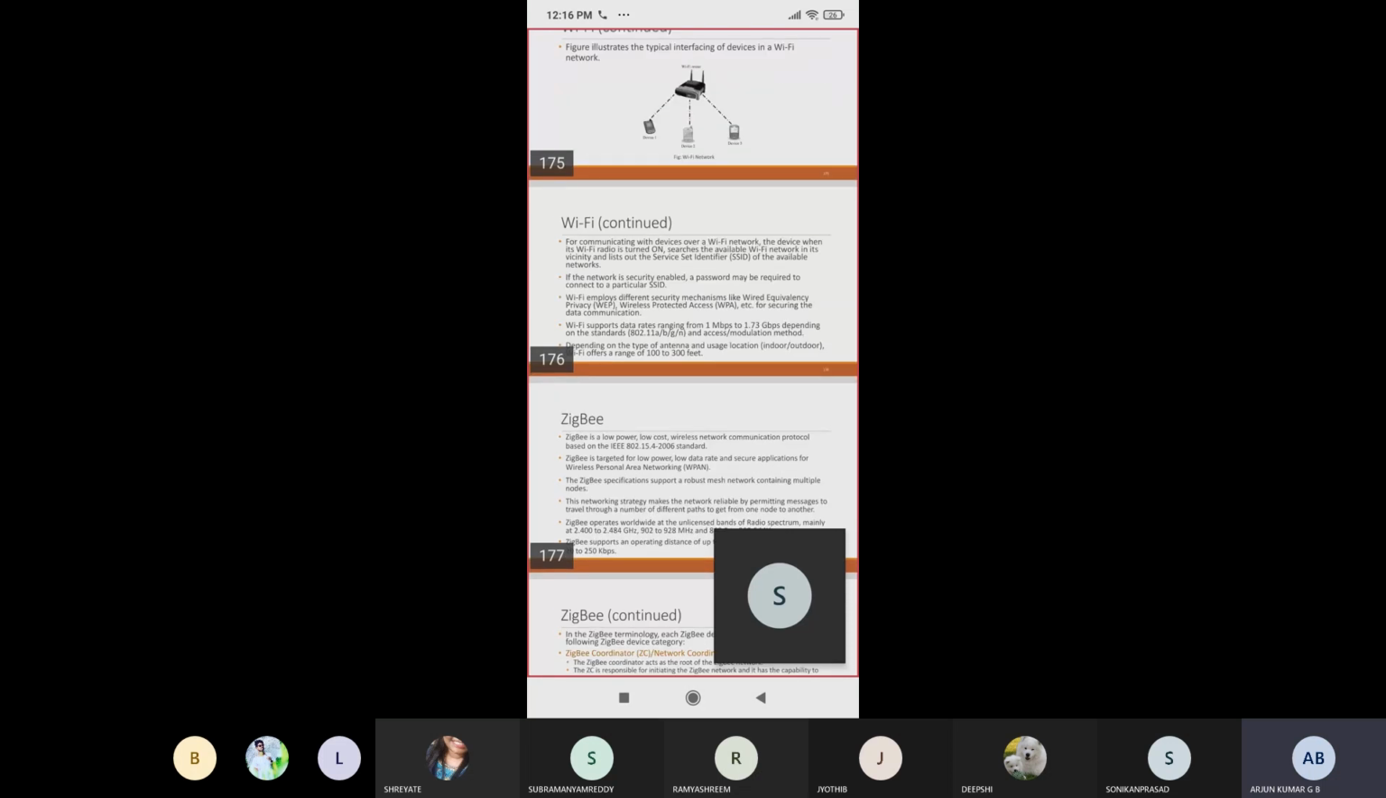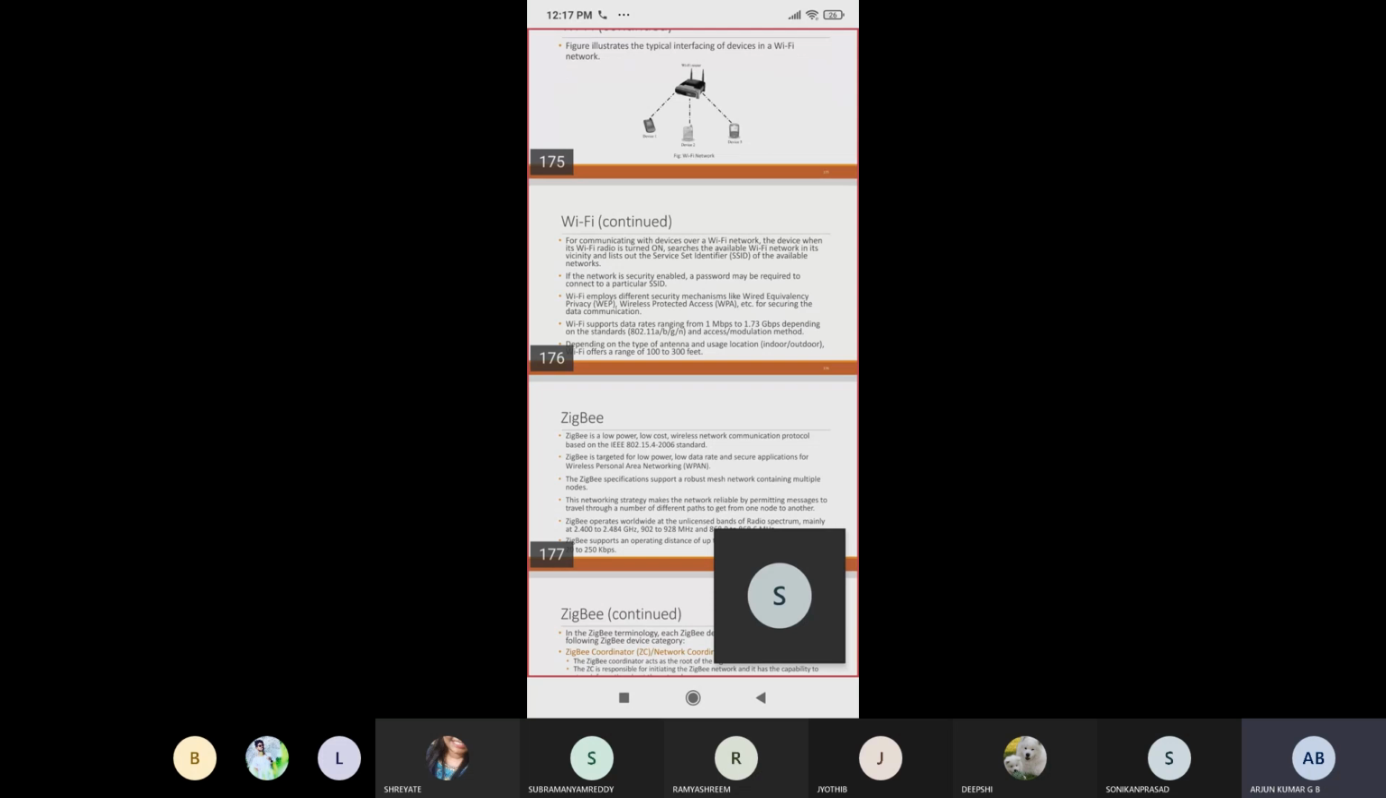Like that, in our college also we have Wi-Fi routers for the center, right wing, left wing, and in the office. You can access that through your adapter. If you have an adapter, you can make the connection to the particular network, with the radio signals through this antenna. And then, continuing, Wi-Fi for communicating with the devices over a Wi-Fi network, the devices when its Wi-Fi radio is turned on.